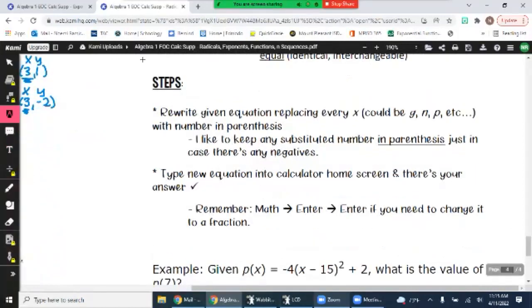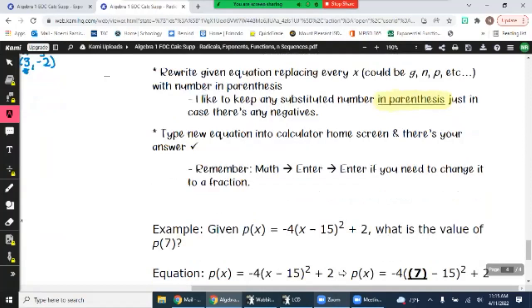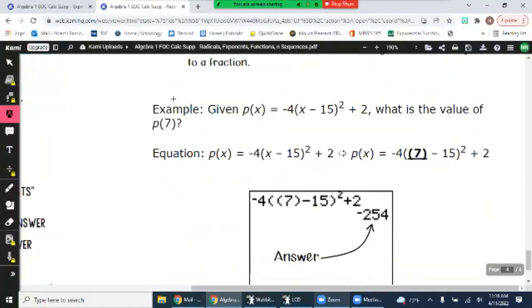So I would rewrite the equation, replacing every x, which also could be a g, n, p, anything, with the number in the parentheses. I like to keep any substitute numbers in parentheses just in case there are any negatives. If you're substituting any number, keep it in parentheses because the negatives do make a difference if you leave them out of parentheses. Okay, and then type the new equation into the calculator and there's your answer. Just don't forget math enter if you need to change anything to a fraction.